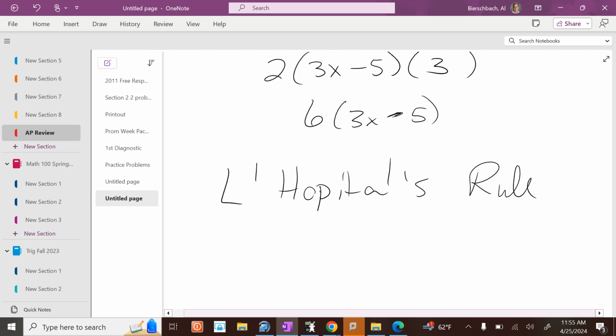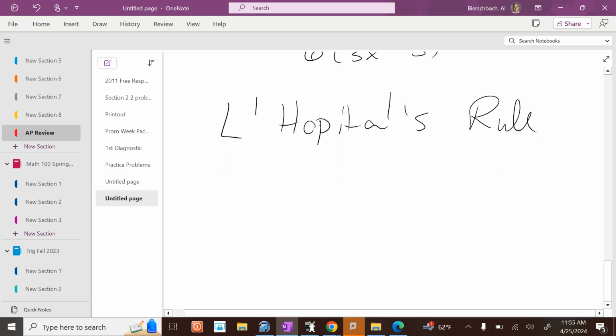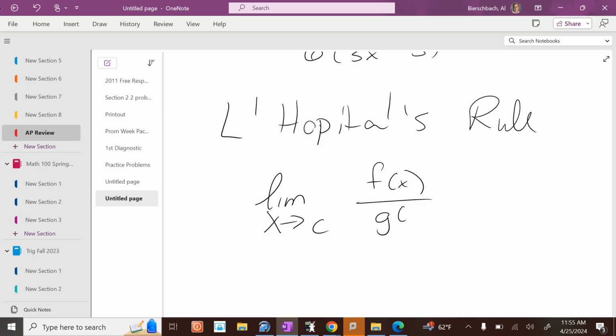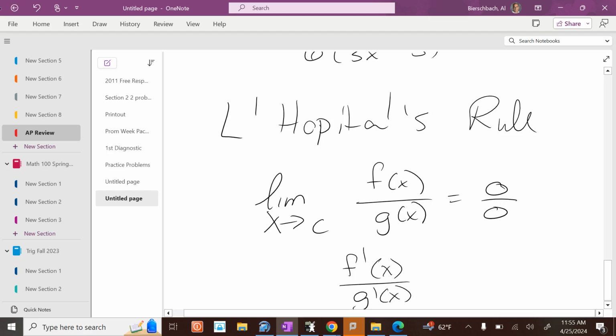We were introduced to L'Hopital's rule. L'Hopital's rule says this: if we have a limit as x approaches a certain number, where f of x over g of x gives you a 0 over 0, then we take the first derivative of the numerator and the first derivative of the denominator and find that limit, and that hopefully leads to something that is not 0 over 0.